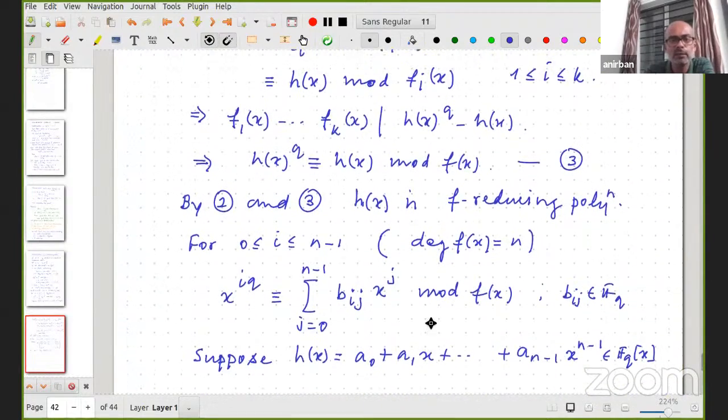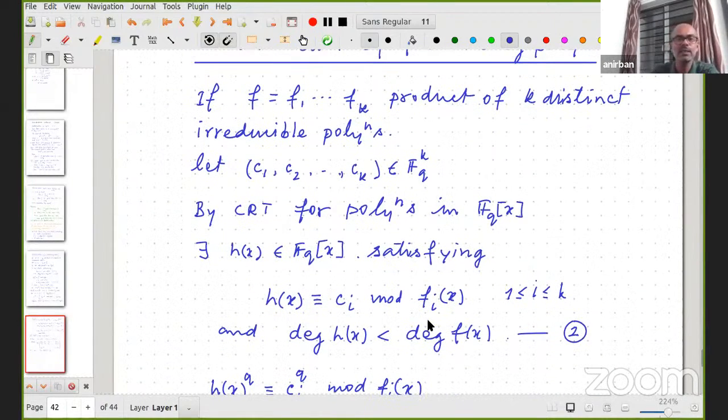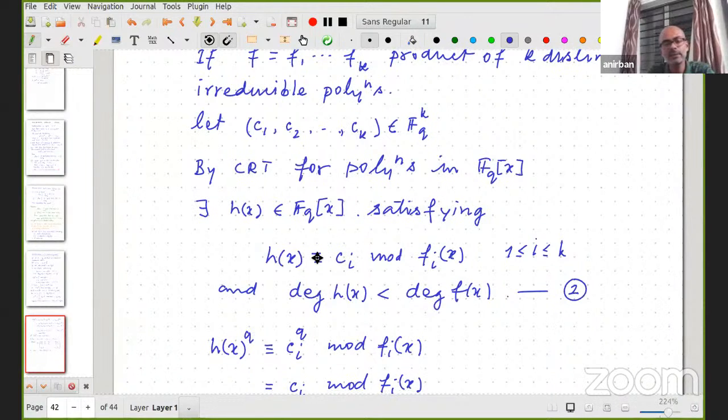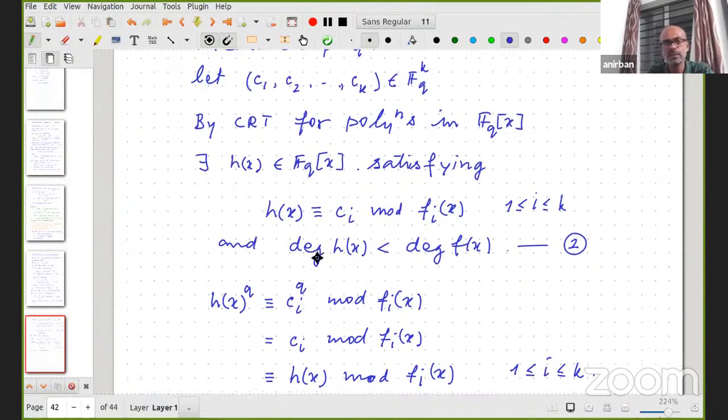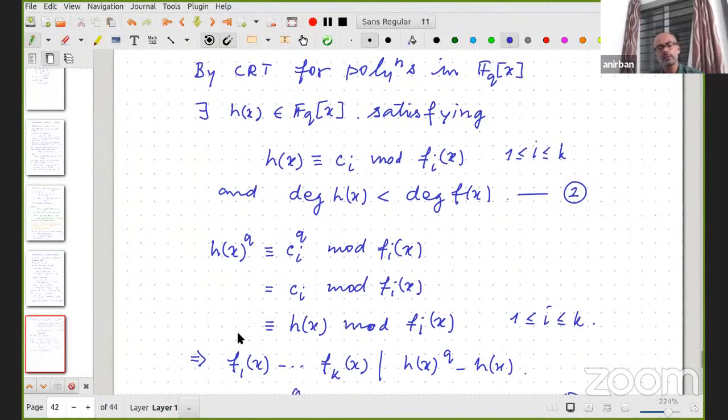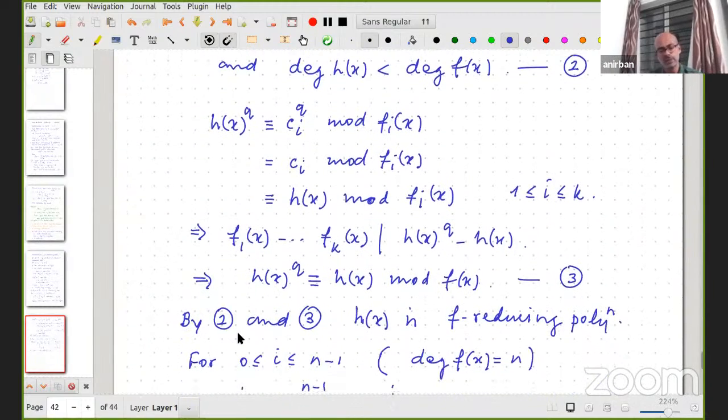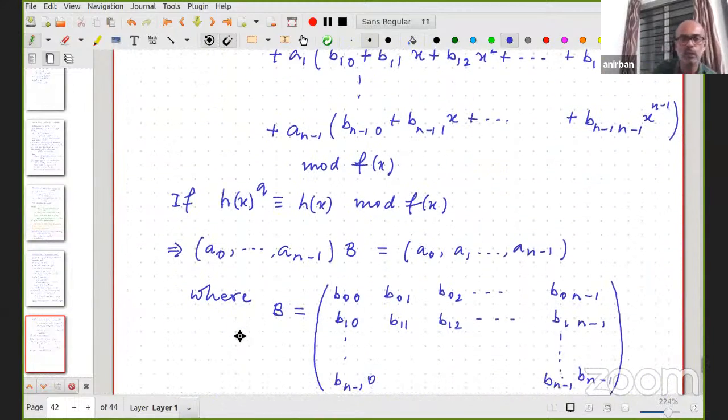So let's go back to the beginning of this construction. What we have seen here, the initial discussion: if f factorizes into k distinct irreducible factors, then for every k-tuple over Fq, we have a polynomial. Given any k-tuple, we could construct one. So our system should have q to the k solutions, because given any k-tuple, we can construct one. We use CRT to construct this h(x) which satisfies this, and that in turn satisfies the condition we want. We get an f-reducing polynomial. So we should have q to the k solutions of this system that we developed.